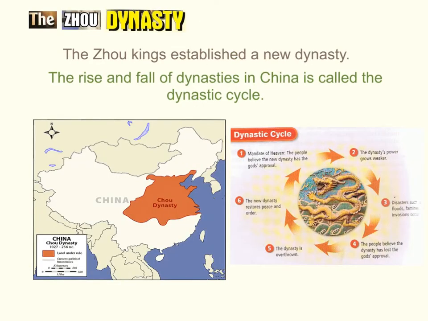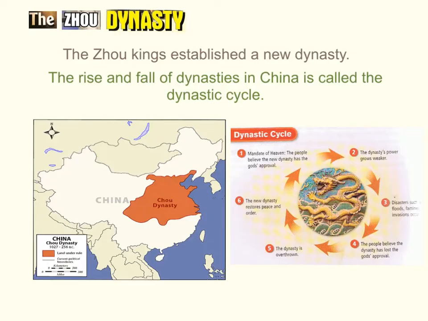The next dynasty we'll talk about is the Zhou dynasty. The Zhou kings were constantly attacking from the northwest, so from up in this area up here, they were attacking. And a Zhou leader named Wu Wang finally defeated the Shang, and they take over.